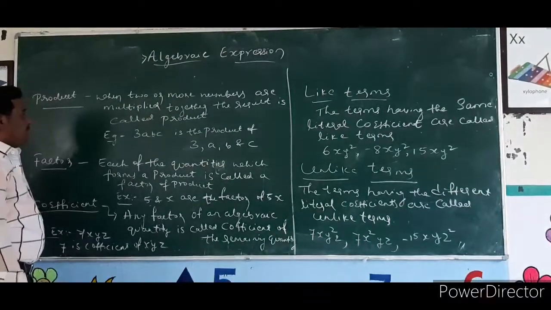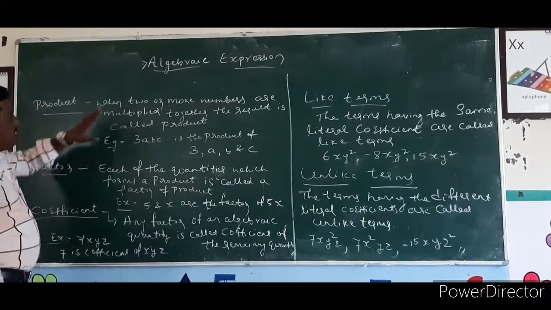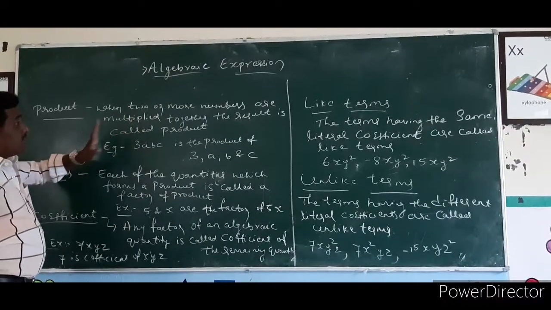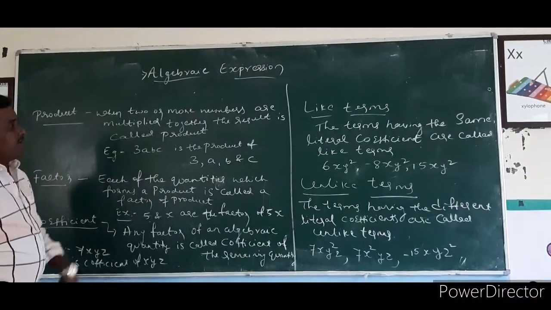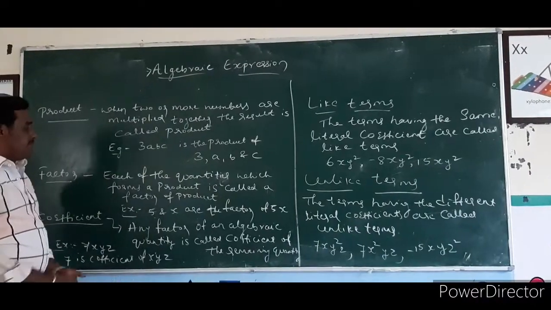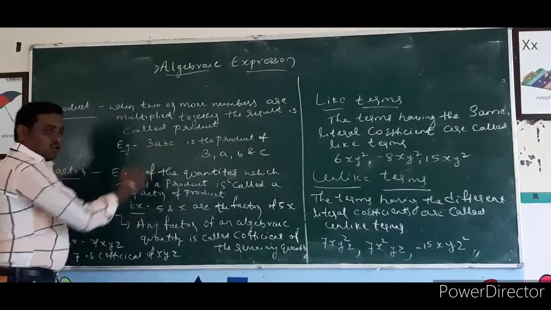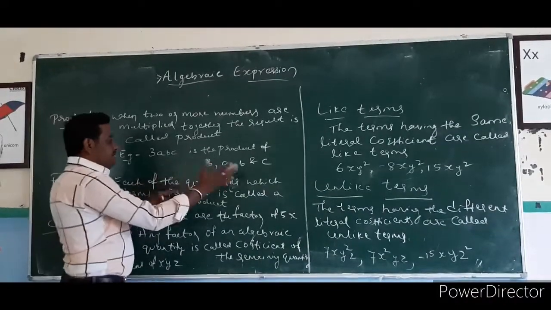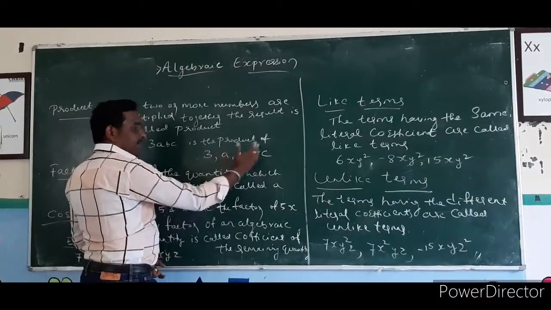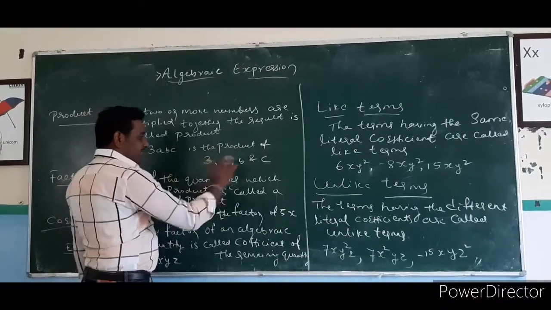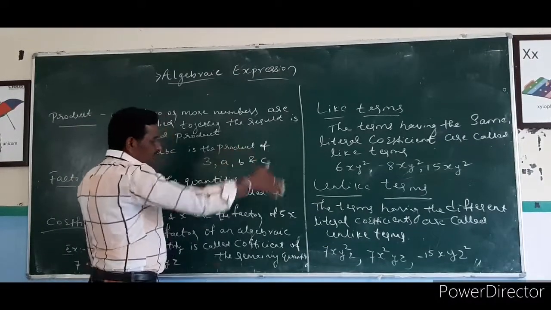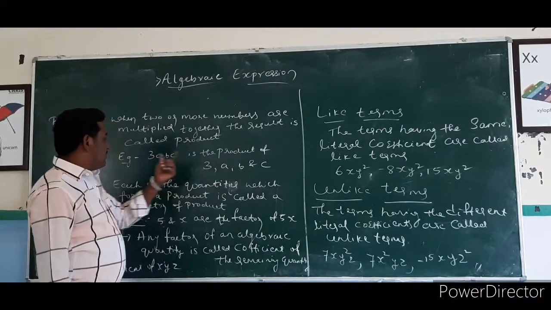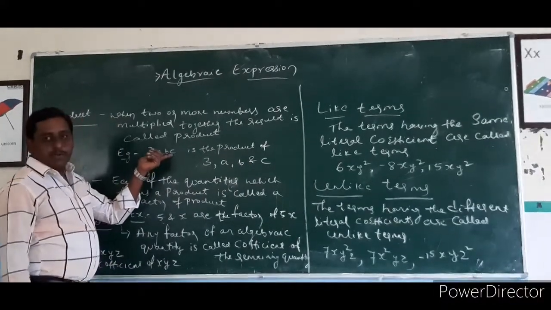Next is product. Product means what? When two or more numbers are multiplied together, the result is called the product. That means if you are taking one algebraic expression, 3abc, you can separate the terms. 3 is one term, a, b and c. If you separate like this, then you can multiply all these separated terms together. So you will get the product equal to 3abc.